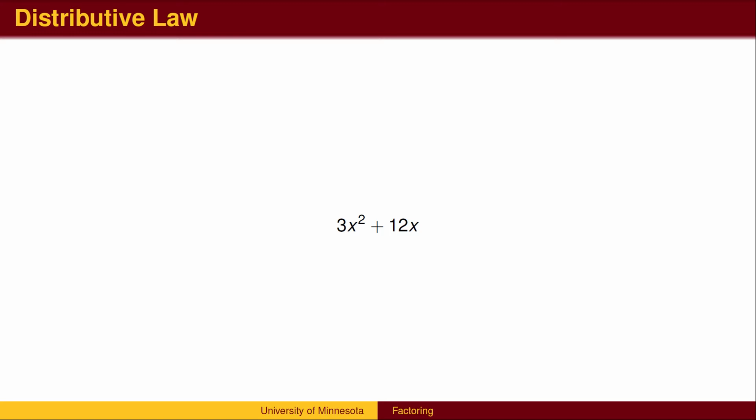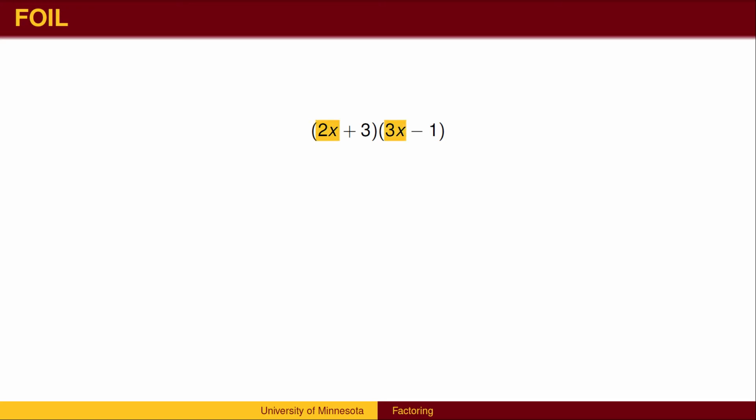that it came from. Here is an example of the FOIL method. First, we multiply 2x by 3x to get 6x squared. Next, we multiply the outside terms, 2x and negative 1. Then the inside terms, 3 and 3x. Then the last terms, 3 and negative 1. We then combine like terms to get the final answer. Once again, the goal of this lesson is to take this expanded polynomial and figure out the initial factors.